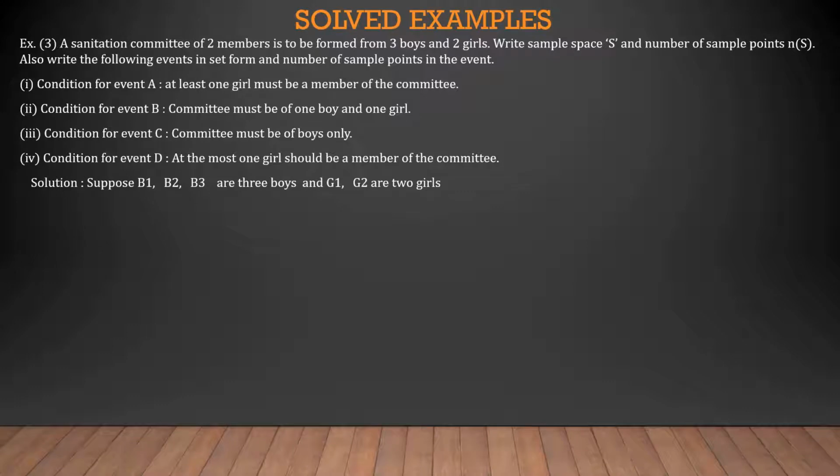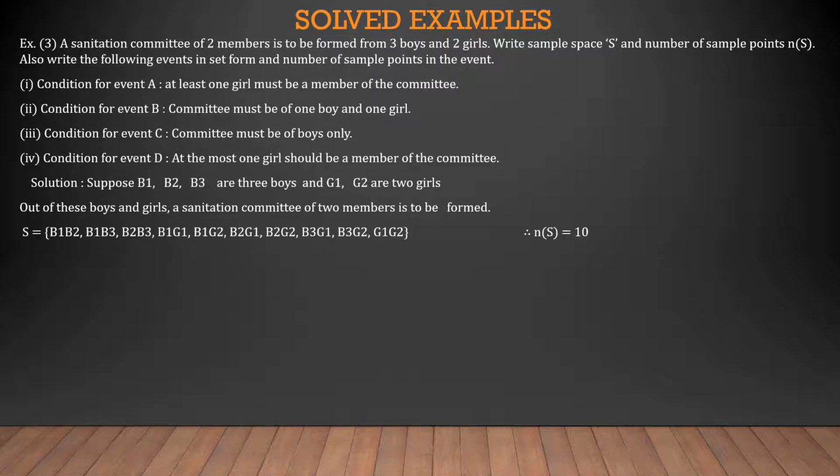Solution. Suppose B1, B2, B3 are 3 boys and G1, G2 are 2 girls. Out of these boys and girls, a sanitation committee of 2 members is to be formed. So the sample space is S = {B1B2, B1B3, B2B3, B1G1, B1G2, B2G1, B2G2, B3G1, B3G2, G1G2}. So total sample points in the sample space are 10. Therefore n(S) = 10.